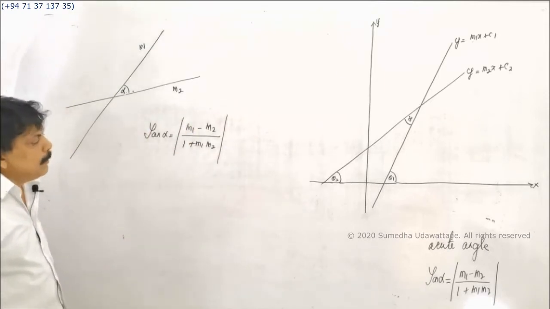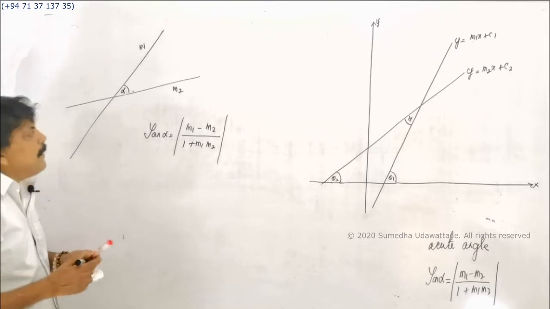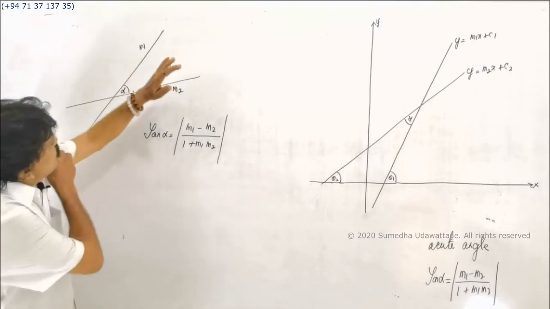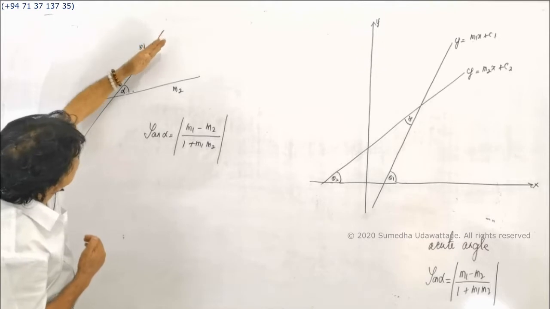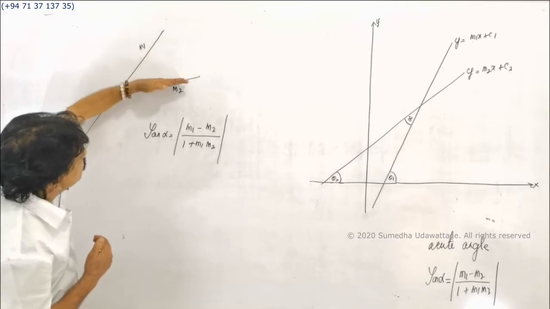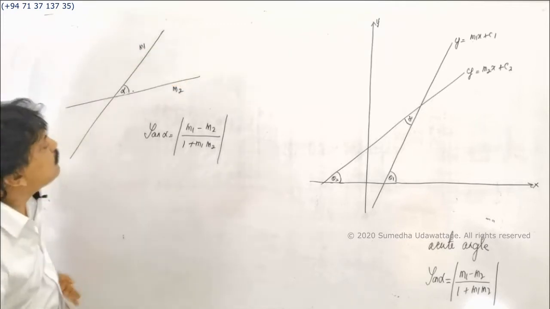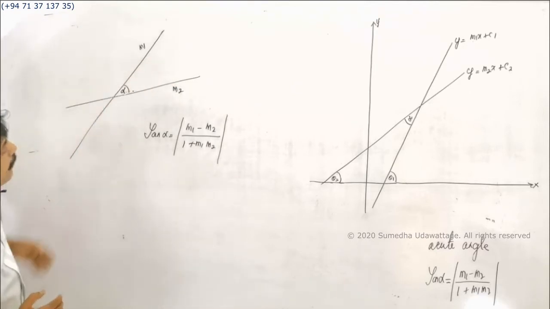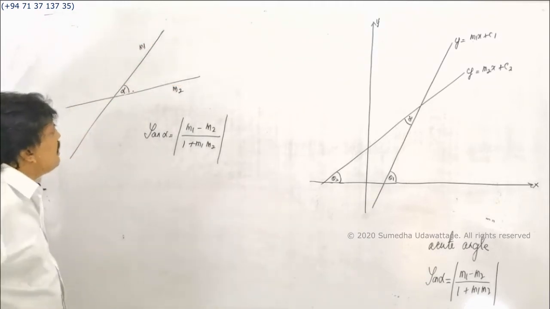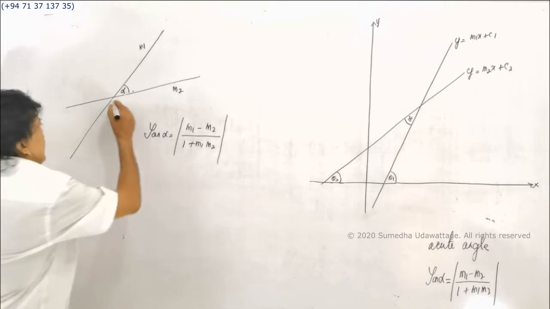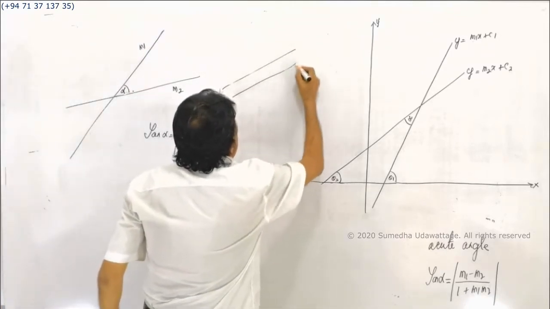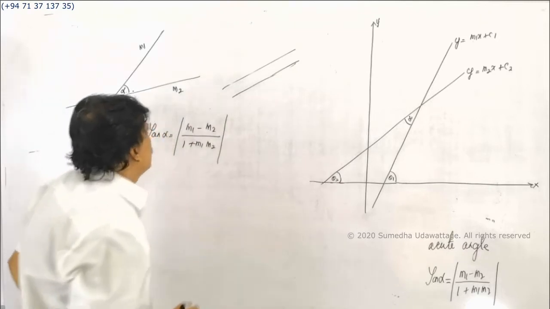Now, when the two lines become parallel, look here, if the two lines are to be parallel, this line has to come and coincide, sit with this line, overlap with this line. When it comes here, the angle between the two lines would be zero. When they become parallel, the angle between the two lines becomes zero. Alpha has to be zero.